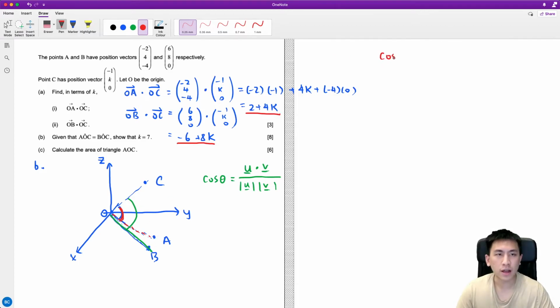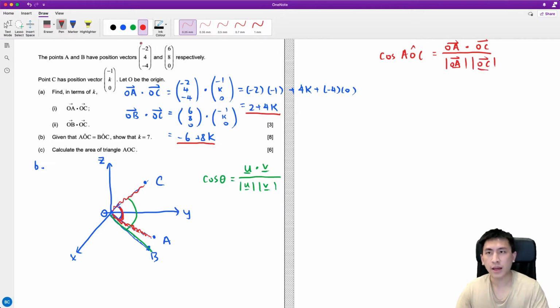So you have cosine of AOC here, which would give you, since AO and OC, this is the AO, and OC here, are the two lines that make up that angle, right? Therefore, they will be the two vectors that you'll be dotting. So you will do OA dot with OC over the mod of OA, and of course the length of OC as well. So that will be that.